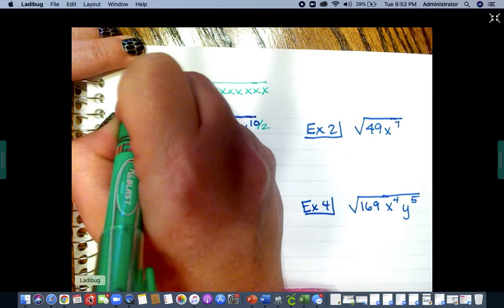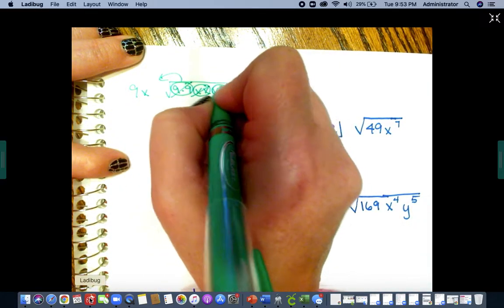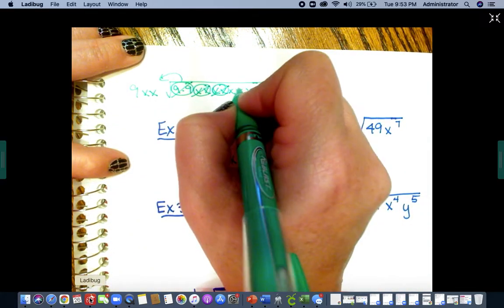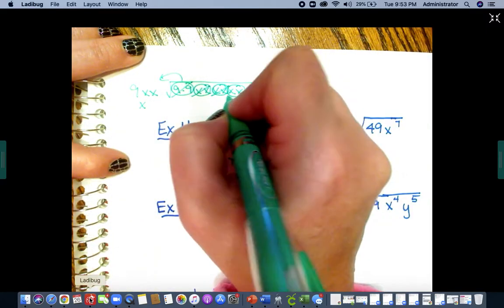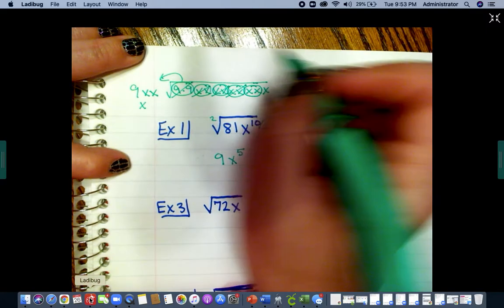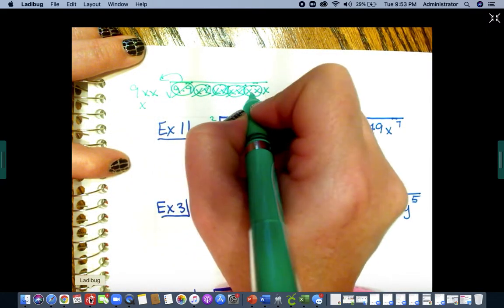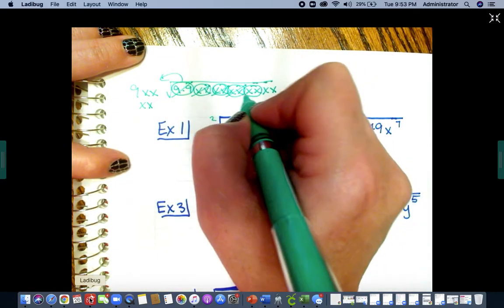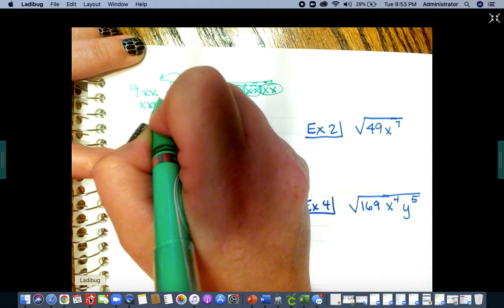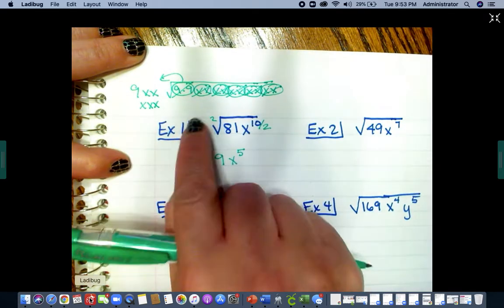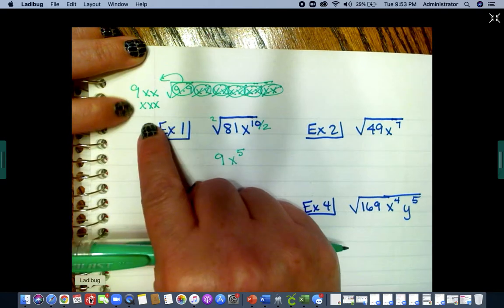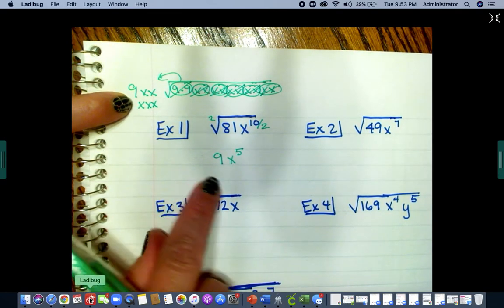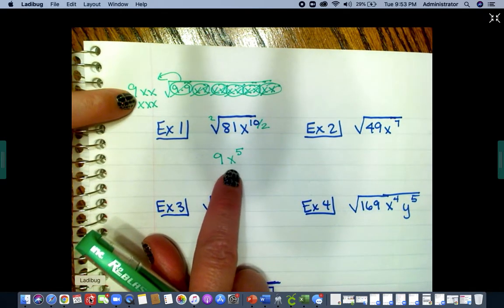I have a pair, 1 comes out. I have a pair, 1 comes out. I have a pair, 1 comes out. I have 1, 2, 3, 4, 5, 6, 7, 8, 9, 10. This pair, 1 x comes out. I have this pair, 1 x comes out. So now there's nothing left because everything paired up, but what came out? A 9 came out, and 5 x's, which we represent as x to the 5th power.